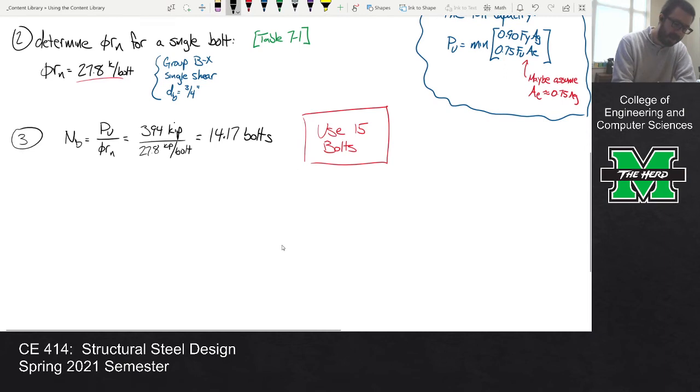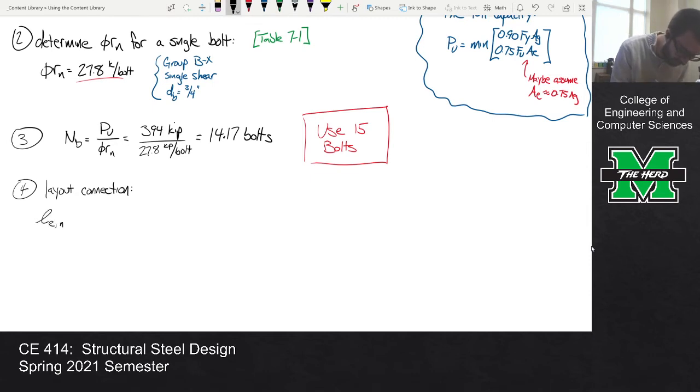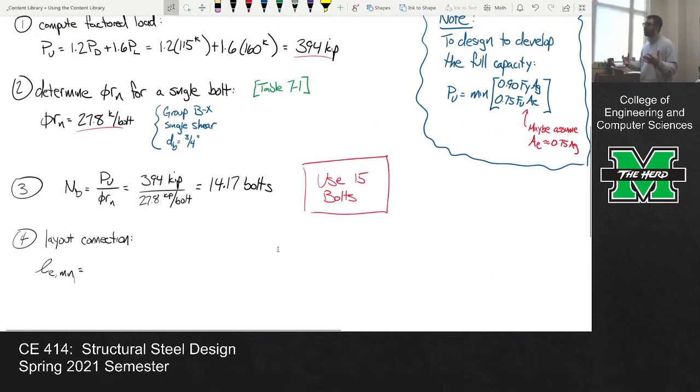All right. Now, what about step 4? Okay, so for step 4, what we need to do is lay out the connection. Typically what we do is we lay out the connection, do minimum edge distance first. All right, minimum edge distance. What is the minimum edge distance for this bolt going to be? And more often than that, how do we determine that? Is there a formula? What do we do?